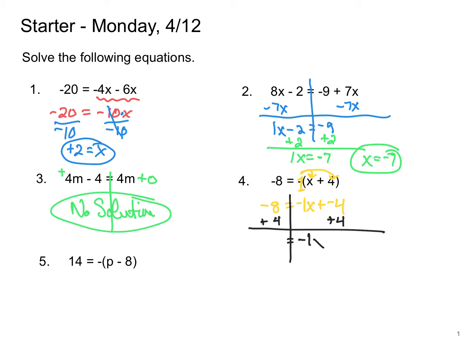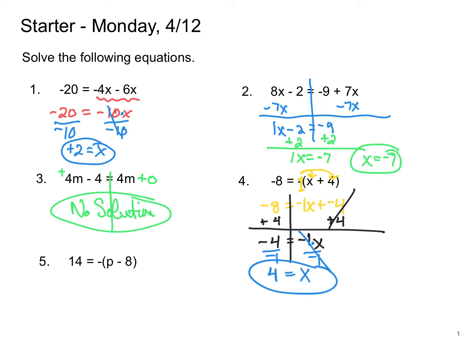So I'm going to have negative 1x, and positive 4 and negative 4 make a 0. Negative 8 plus 4: put it in your calculator exactly how it looks. Negative 8 plus 4 is negative 4. And then we still have a negative 1x, negative 1 multiplied by x, so we're going to divide by negative 1. Negative 1 divided by negative 1, we cross them out, it makes a 1. Negative 4 divided by negative 1 is a positive 4.